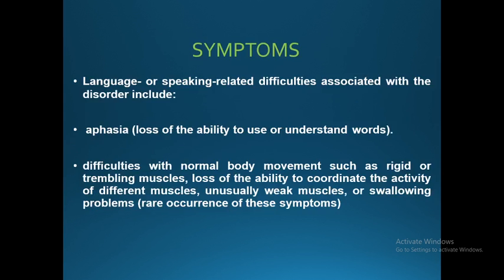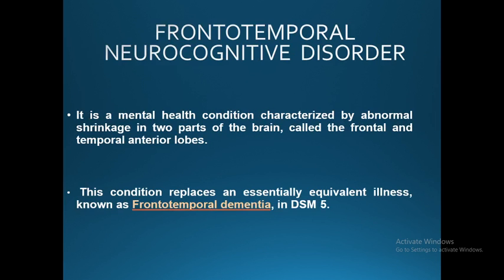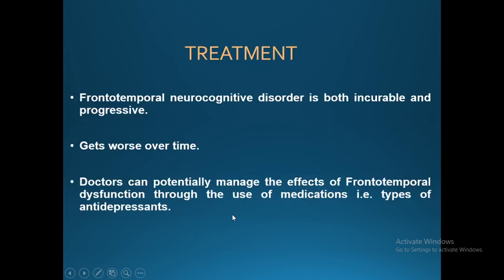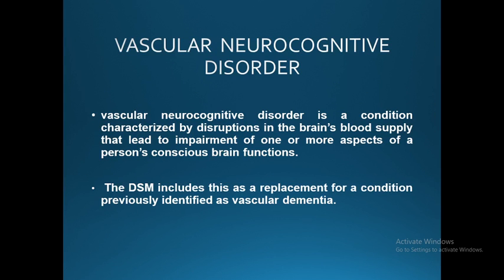Now, the frontotemporal neurocognitive disorder, we now call it by that name, but before it was known as frontotemporal dementia. Just like that, vascular neurocognitive disorder, we now call it by that name. Before it was known as vascular dementia. So if you read a book that says vascular dementia, just remember that's the same thing. DSM included that as vascular neurocognitive disorder.